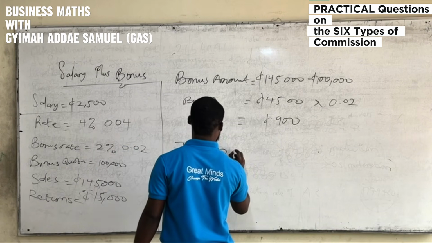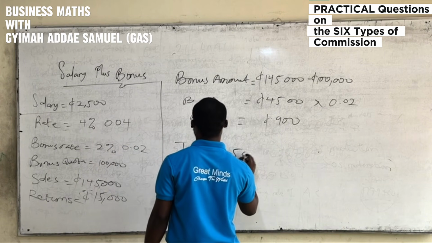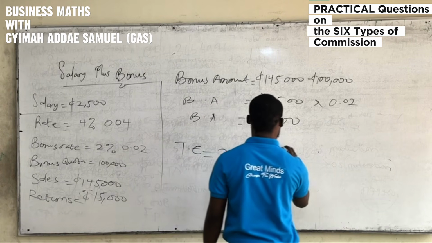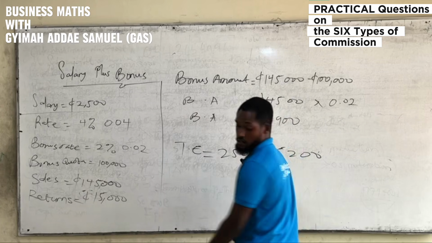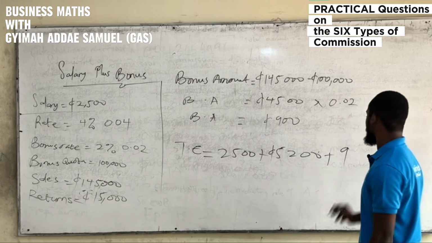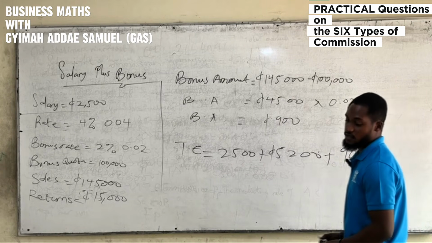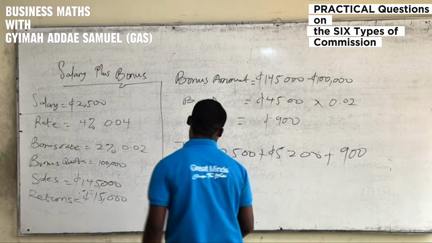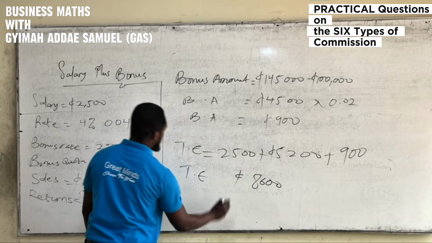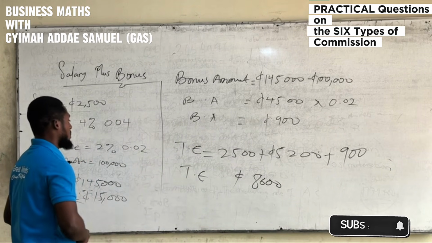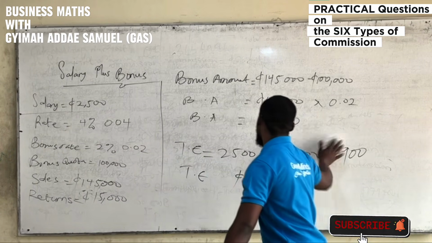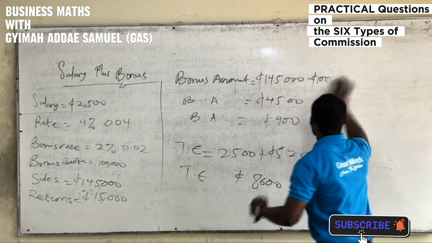So now we would have to compute our total earning. The salary is 2,500, and with the commission we had 5,200 Ghana cedis. And now there is a need for bonus. So we add the bonus, which is 900 Ghana cedis, getting 8,600 Ghana cedis as our total earning. Now we move on to the next type of commission, which is graduated commission.